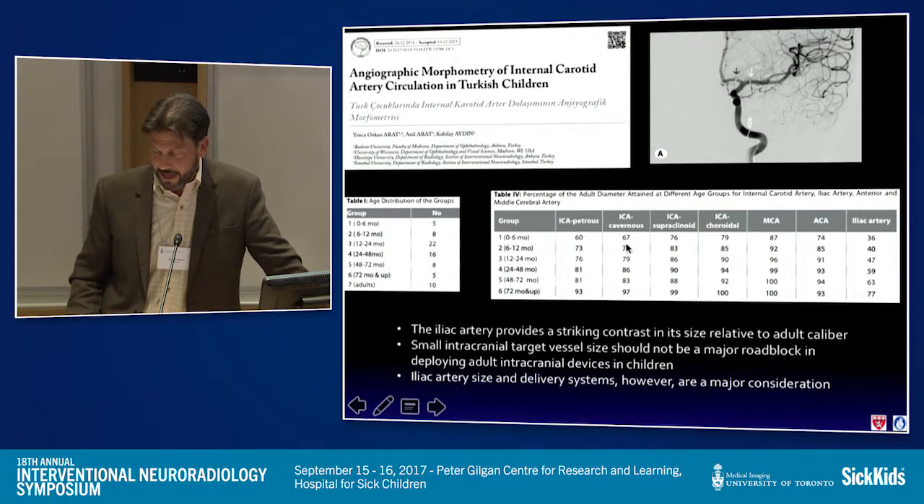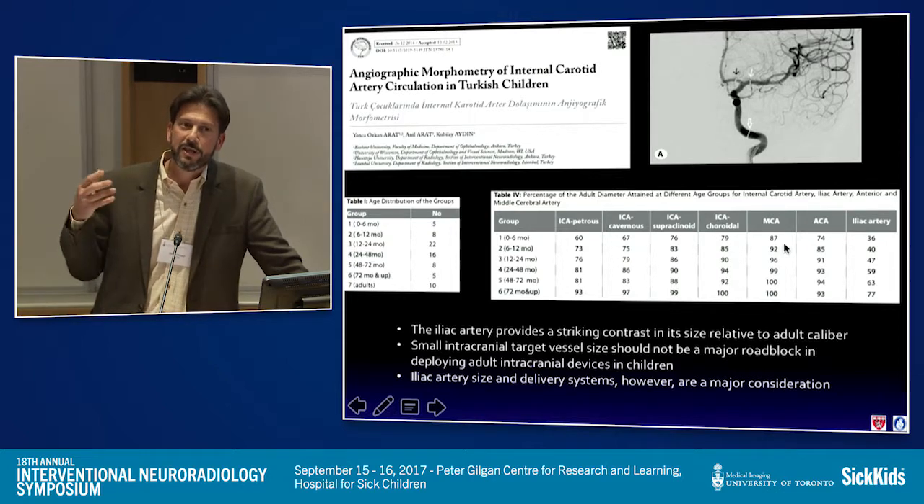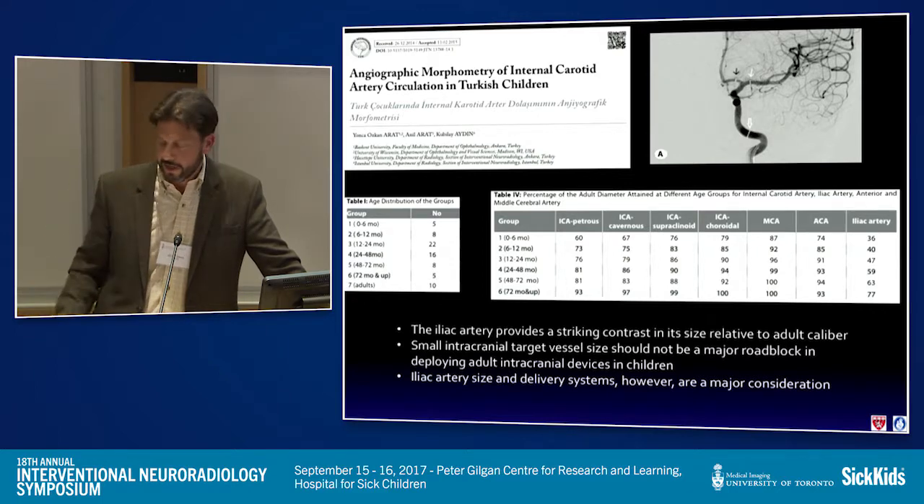And it's sort of amazing if you look at it. In the 0 to 6 month category, the MCA basically at birth is 87% the size of an MCA of an adult. So really at a very young age, the intracranial vessels are at least of a caliber where they should be able to sustain the devices.